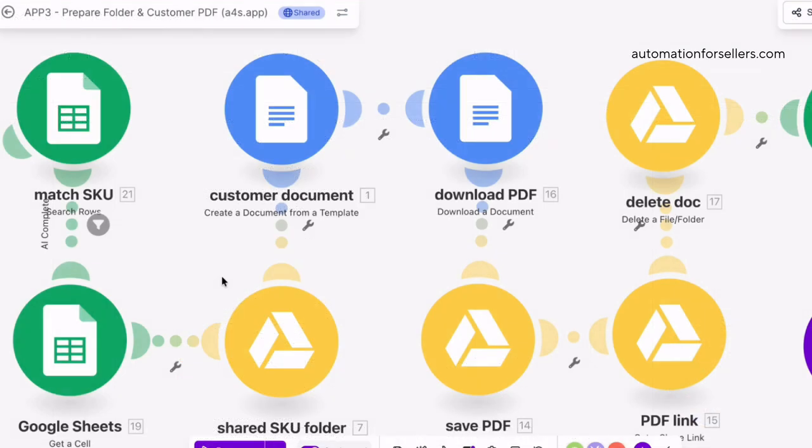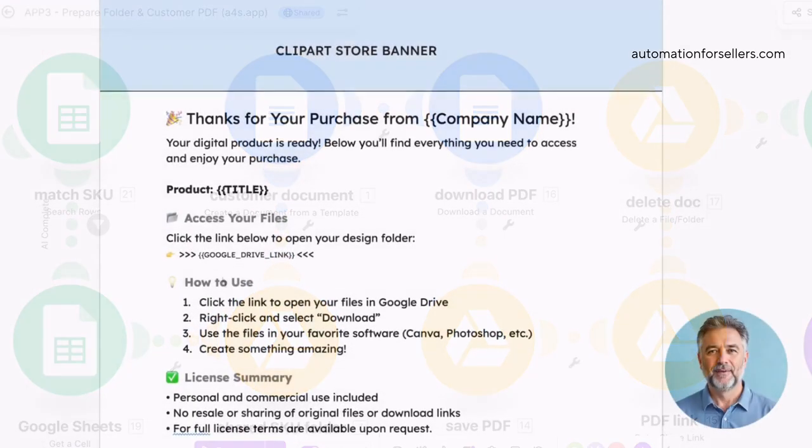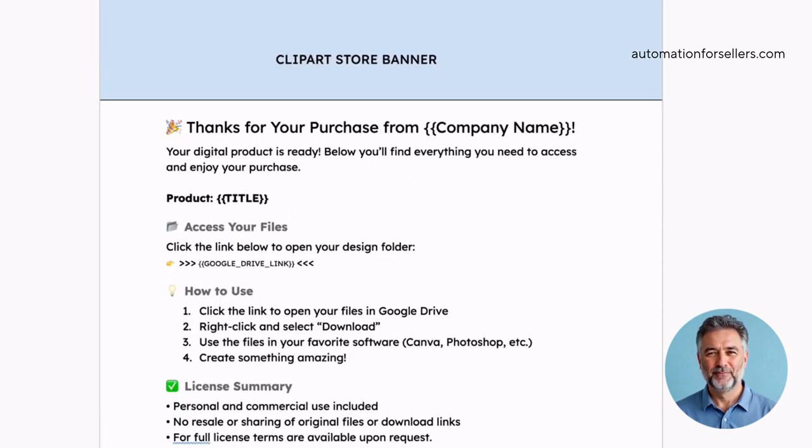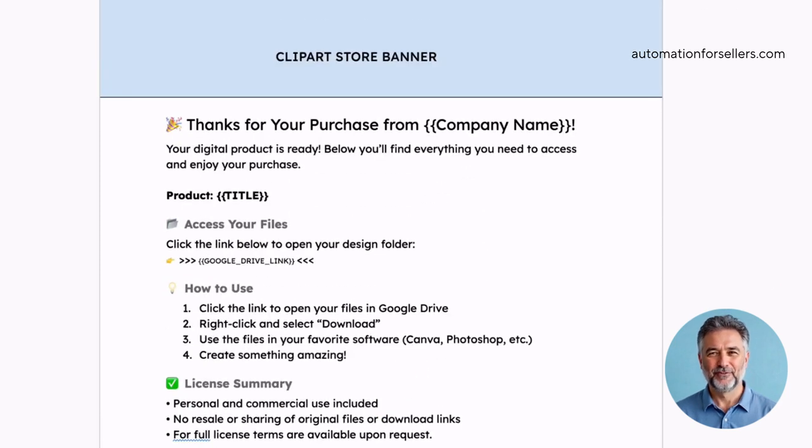The system creates a folder in your Google Drive for the product. That's where you upload the digital files. At the same time, it takes that folder link and generates the download PDF. This is the file Etsy gives the buyer after purchase. So, when someone buys, they get a branded download PDF with the correct link.